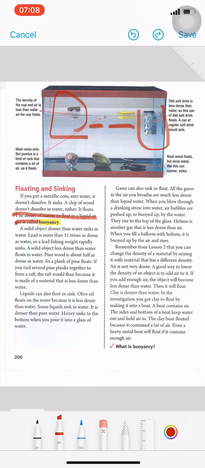And these objects, you can see, this metal, and there's a rock, and also here's a cup. They are sinking in the water because they are denser than the water. They have more density than the water.